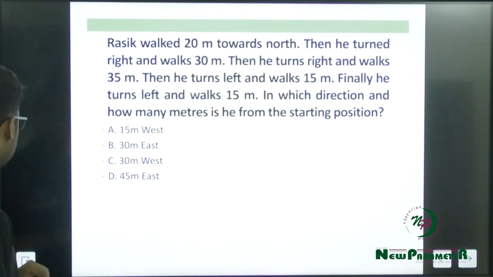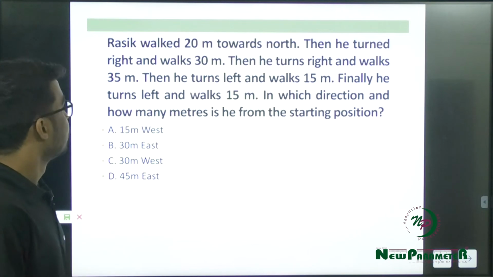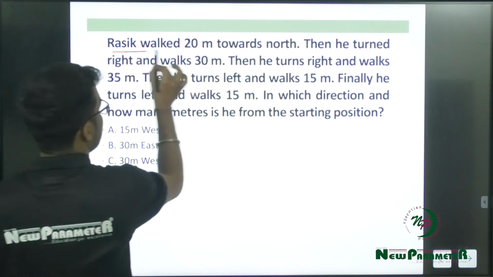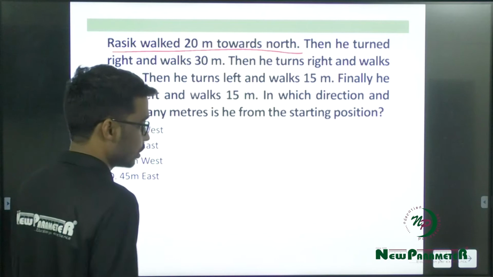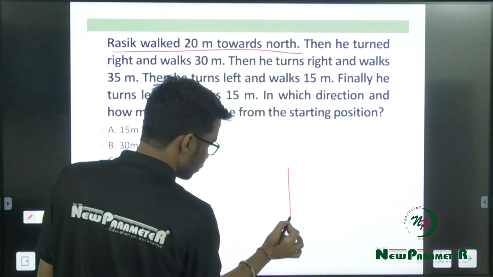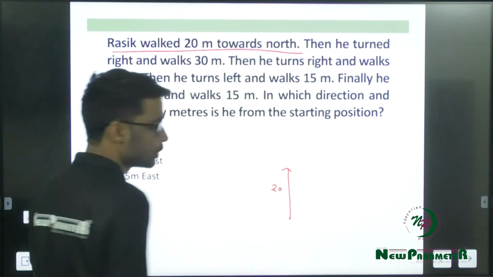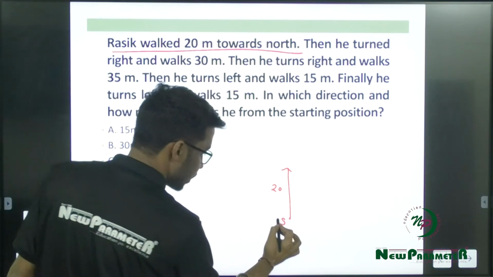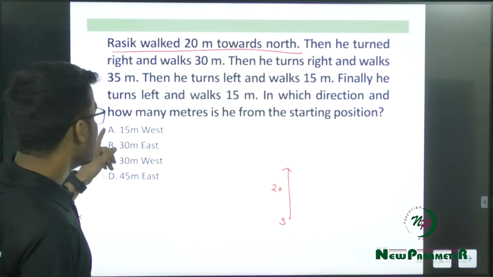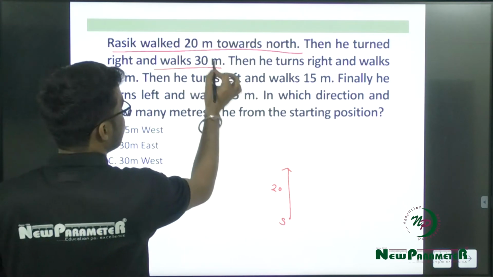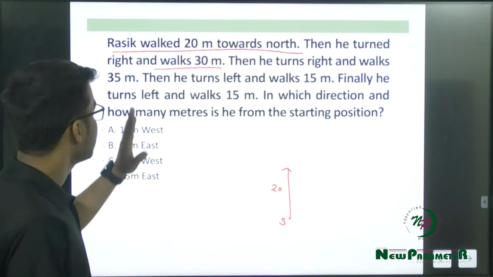Now this is my second question, where I have been given: Rasik walked 20 kilometers towards north from a point. So suppose this is 20 kilometers towards north. This was my starting point, so I am marking S. Then he turns to the right and walks 20 meters, not 20 kilometers, 20 meters.